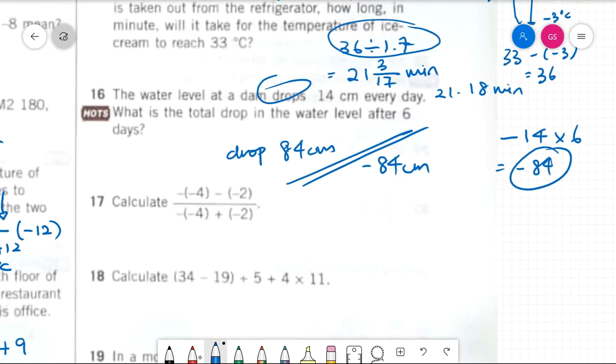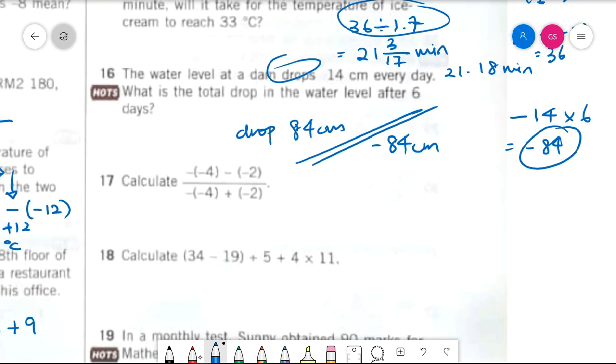So let's see, calculate. Now let's do manual. Because it's very simple. Negative negative become positive, positive 4. Negative negative become positive, positive 2 over. Negative negative become positive 4.